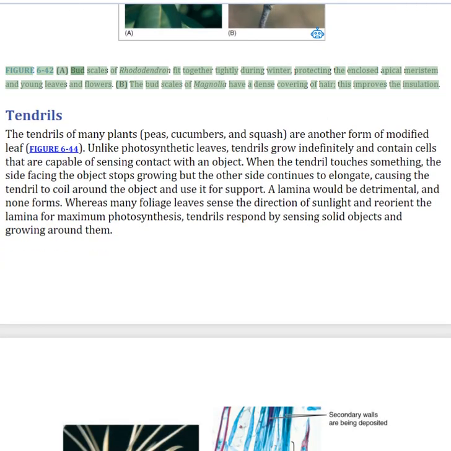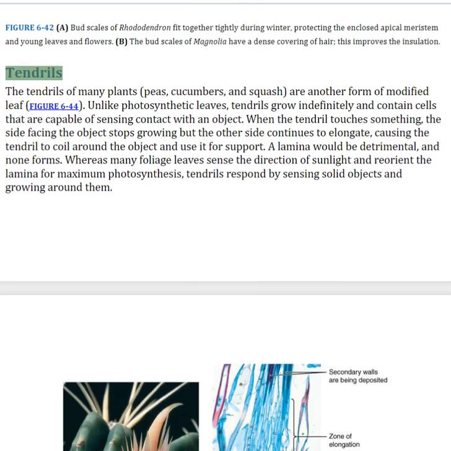Figure 642: Bud scales of rhododendron fit together tightly during winter, protecting the enclosed apical meristem and young leaves and flowers. The bud scales of magnolia have a dense covering of hair. This improves the insulation.